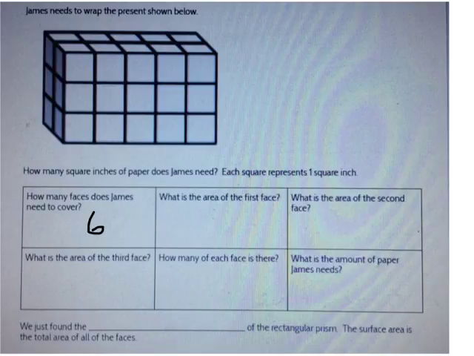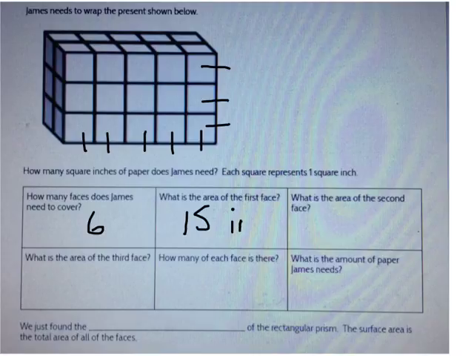So, to find the amount of area that James needs to cover, I need to find 6 different areas and add them together. What is the area of the first face? I can see that it's 1, 2, 3 inches high and 1, 2, 3, 4, 5 inches wide. The area of the first face is 15 square inches. 3 times 5 is 15.